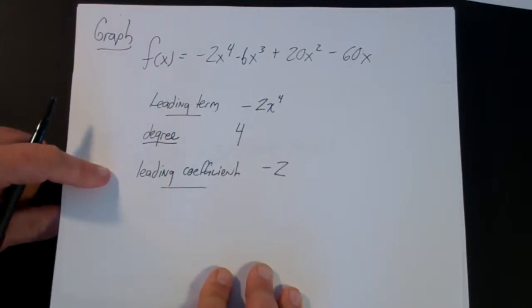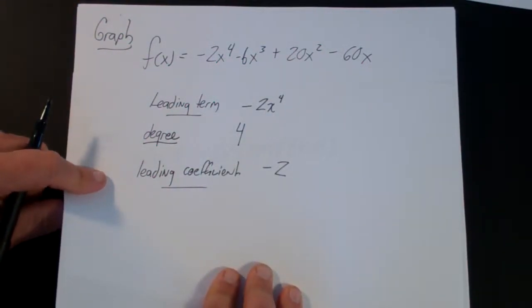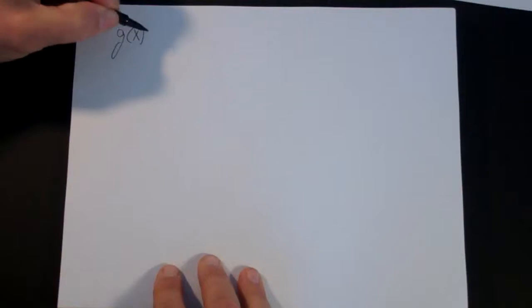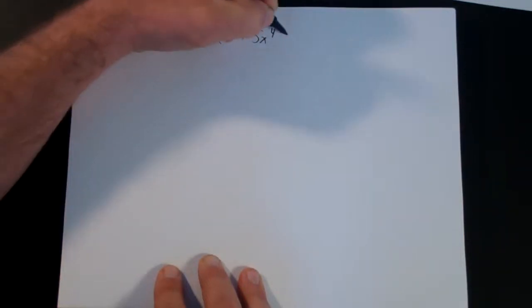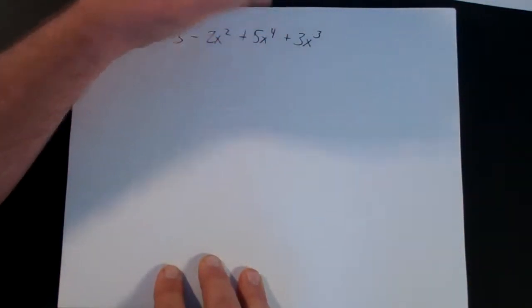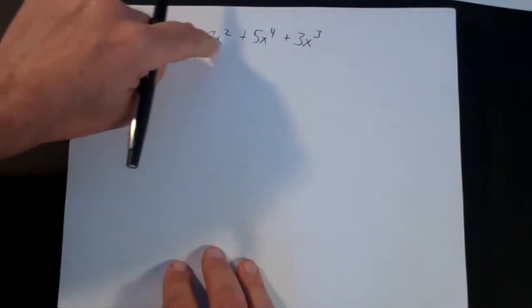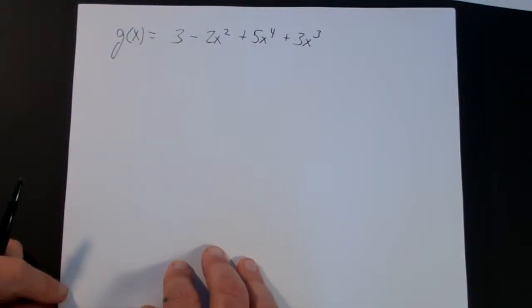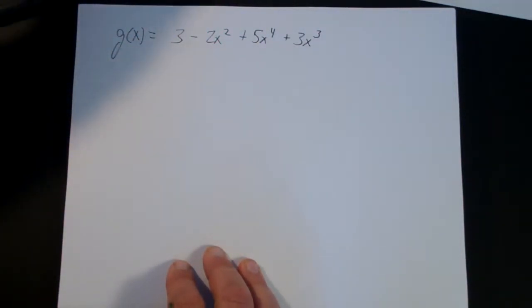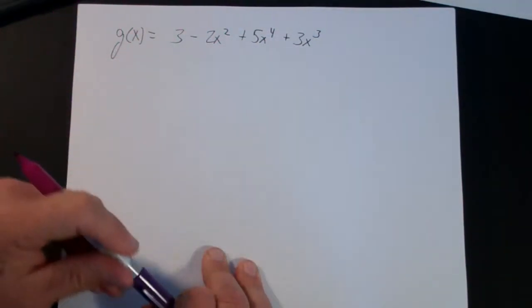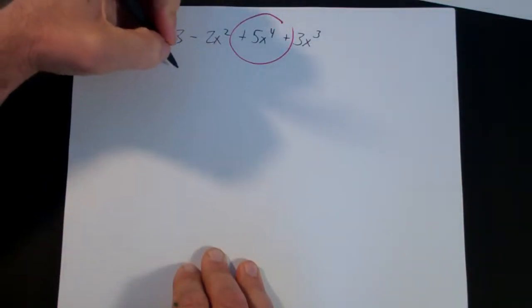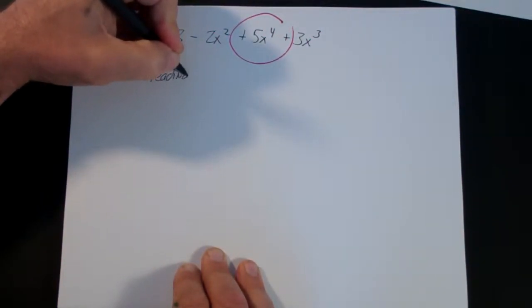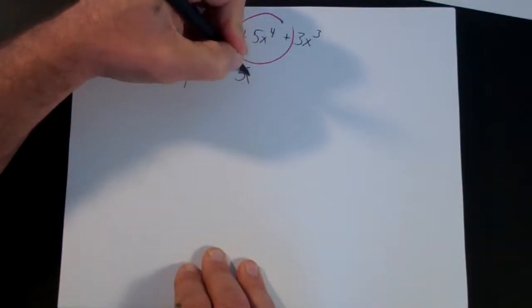And that's the first step. What I'd like to do is go through a number of examples to make this clear. So let's say we have g(x) equals 3 minus 2x^2 plus 5x^4 plus 3x^3. The reason I wrote this example is that these terms are not necessarily in the order that you found them in. So let's find the leading term. The leading term is going to be the term with the highest power. The powers here are x squared, x^4, x^3, so it's going to be right there. That's going to be your leading term: 5x^4.